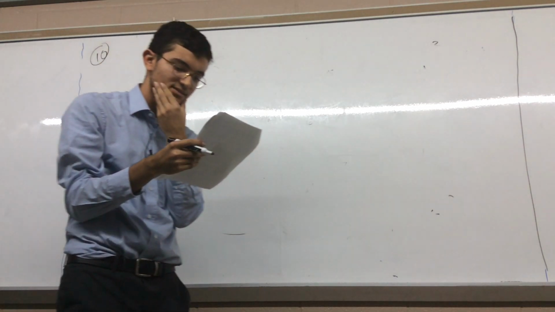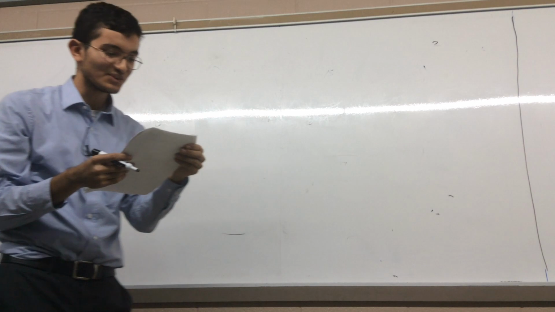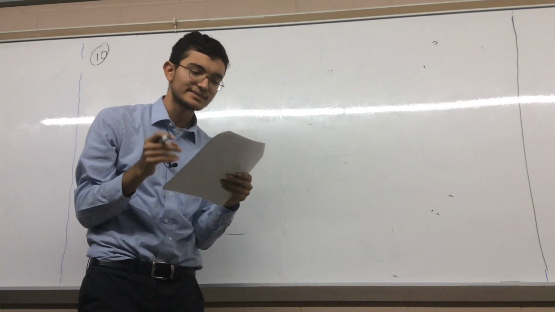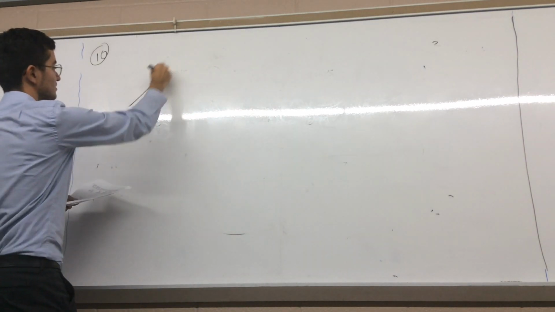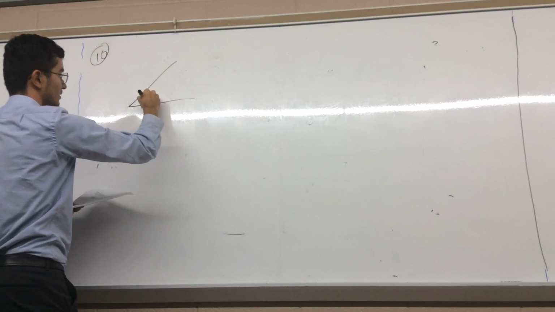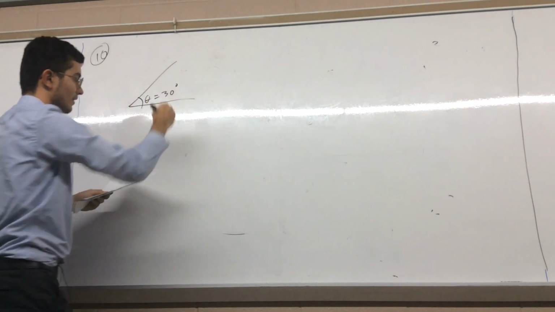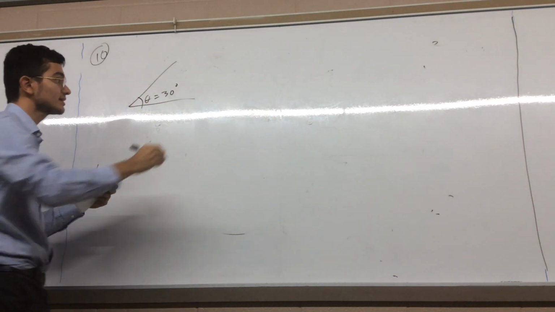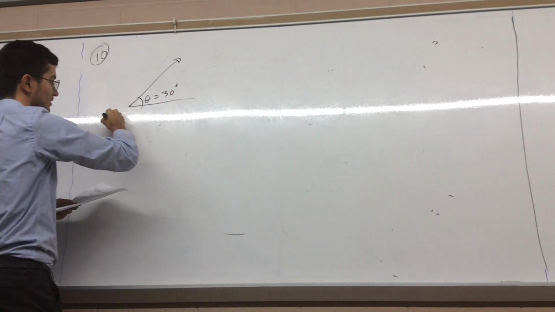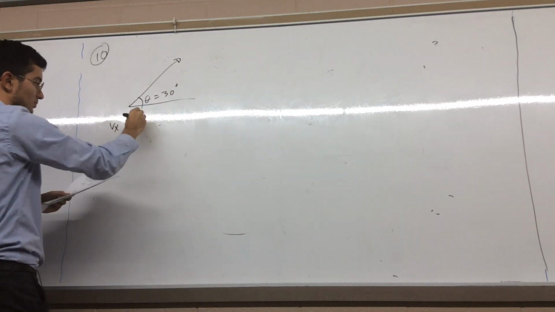Oh, this is a fun one. The launch angle of a projectile is 30 degrees with respect to the horizontal. Theta equals 30. And its velocity in the x direction, so Vx is equal to 1.7.